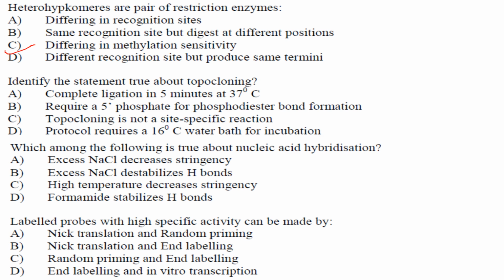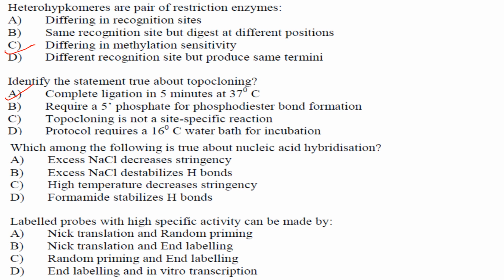So complete ligation in 5 minutes at 37 degrees Celsius. Answer is B. A. Requires 5' phosphate for phosphodiester bond formation, need not. Topocloning is not site specific, it is a site specific reaction. Protocol requires 16 degree water bath for incubation, not 16 degree, it is 37 degrees. So answer is option A.